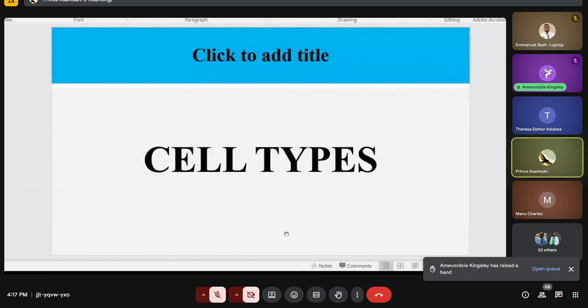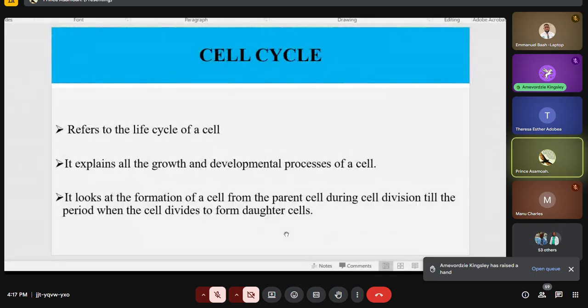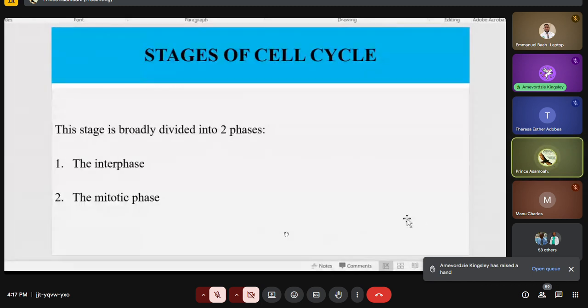Let me go back. So this is it. What we are saying is that every cell in the human body undergoes what we call the cell cycle. Now, the cell cycle is the life cycle of the cell.